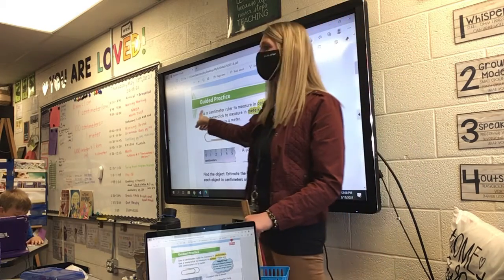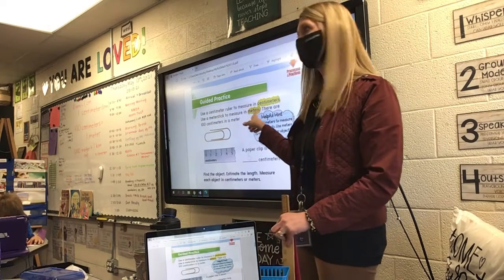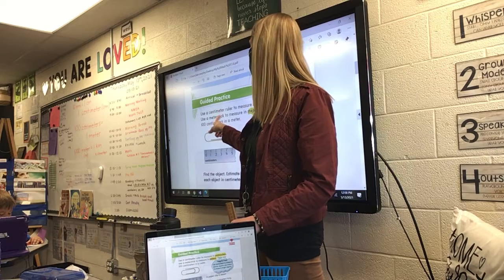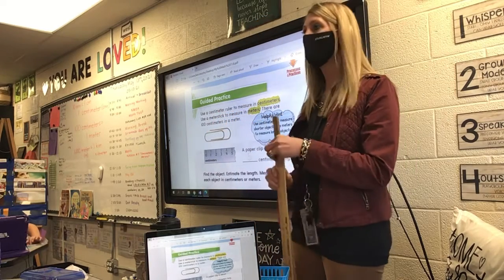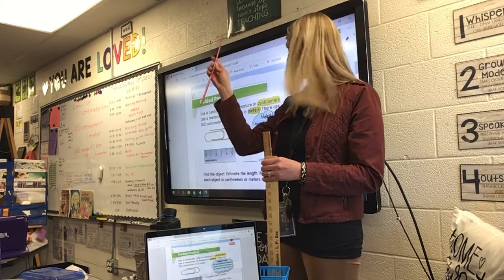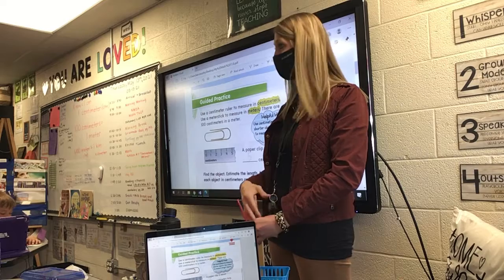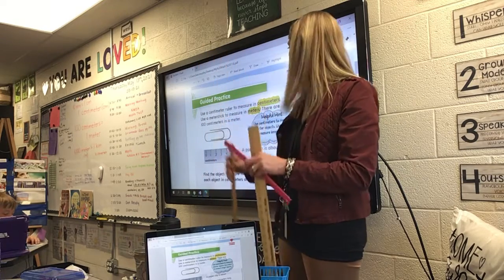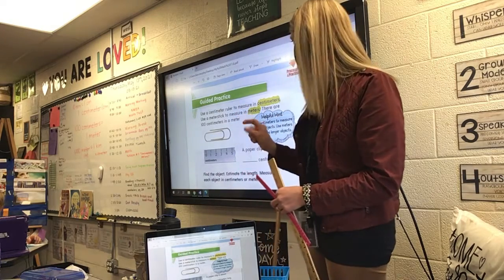Okay, it says use a centimeter ruler to measure in centimeters. Use a meter stick to measure in meters. So if you want to measure in centimeters, you're going to use your ruler. If you're going to measure in meters, you need a meter stick, not a yardstick, because this yardstick does not have meters on it. There are 100 centimeters in a meter.